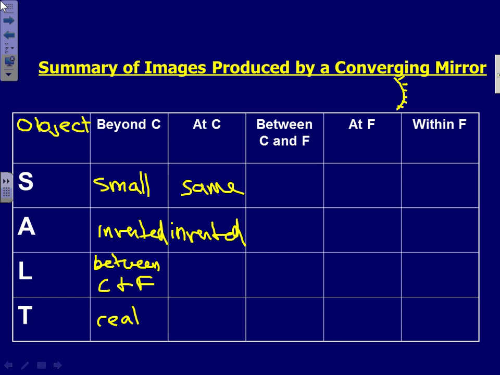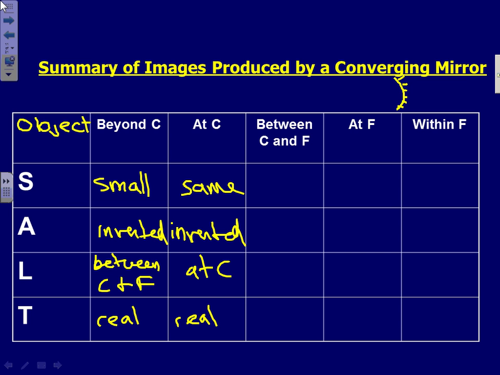Got your picture? It's right here in front of you. See? It's right there. That's the one I'm talking about. We're summarizing this. Where is the location of our image? At C. When it's on C, the image is also at C. It's in the same spot. And what type is it? Real. It's out in front of the mirror. The real world is out in front of the mirror. The virtual world is in behind the mirror.